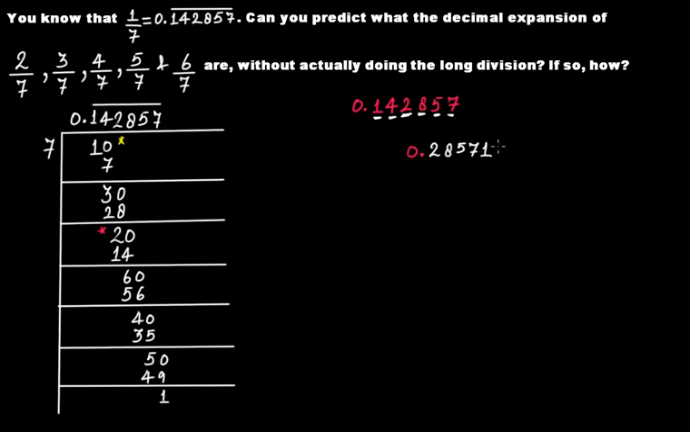So 7 times 4. Now you have again reached here. So next time you'll get 2 8 5 7 1 4, then again 2 8 5 7 1 4, and so on. So the point is, in this case, when you divide, your quotient will start from here: 2 8 5 7, then 1 4.